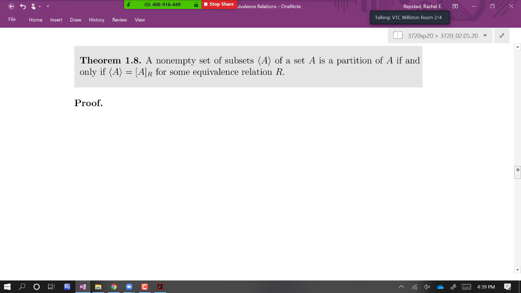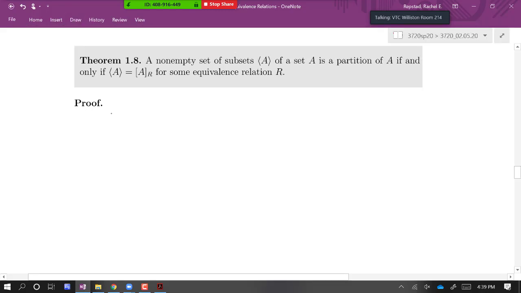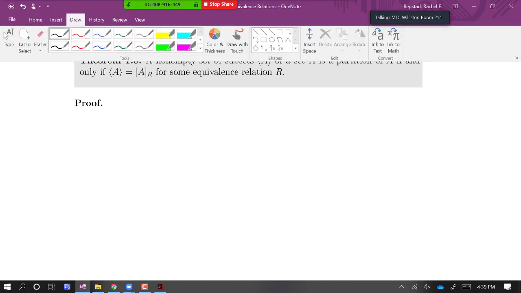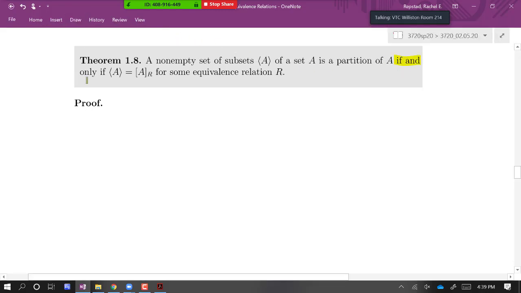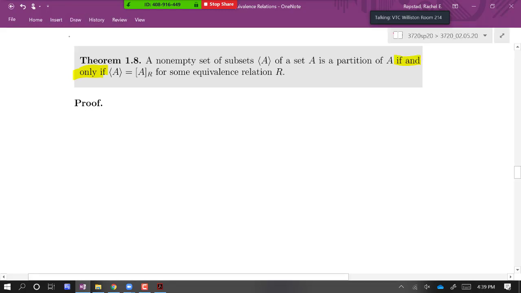So a non-empty set of subsets, which we're denoting as angle brackets A, of a set A is a partition of that set A if and only if that partition, that set of subsets, is a set of equivalence classes for some equivalence relation. Something I'm going to draw your attention to here is that this is an if and only if. We have 2 proofs to write. We have to write both implications. This is why it takes a little while. We'll go this way first.